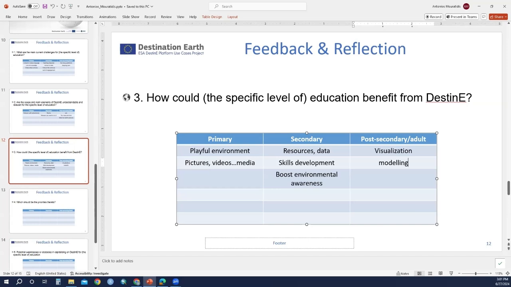And to get data and to get actually updated information, so for things that are happening today or yesterday and not 50 or 60 years ago, which students or learners cannot relate to. This was really highlighted.